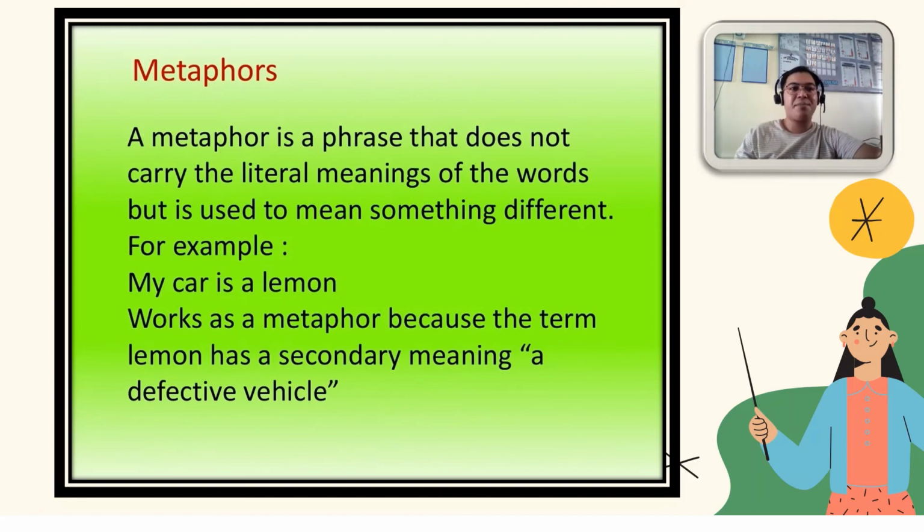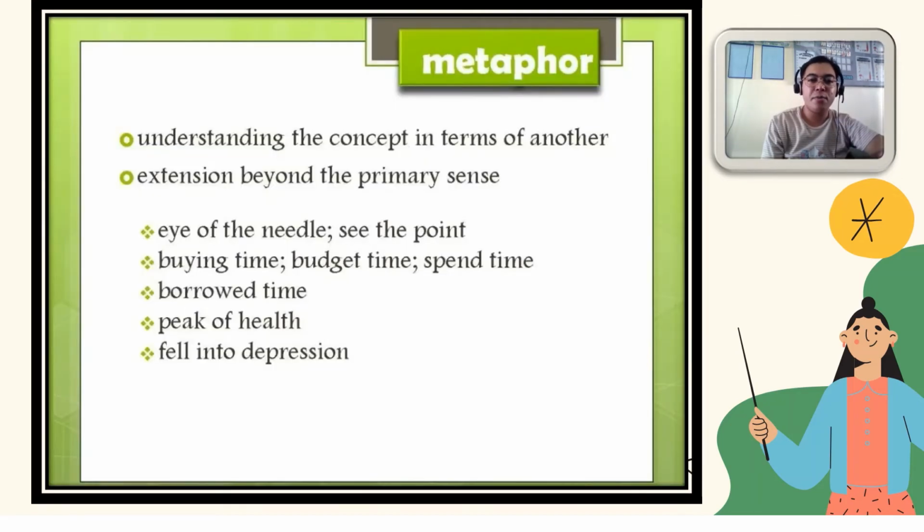Alright, so we will proceed to the continuation of metaphor. Now, we have here another set of meanings. Metaphor is understanding one concept in terms of another, an extension beyond the primary sense. It's a figure of speech in which a word or phrase literally denoting one kind of object or idea is used in place of another to suggest a likeness or analogy. So, we have here another set of examples: eye of the needle, see the point, buying time, budget time, spend time, borrowed time, peak of health, fell into depression. So again, these are considered as metaphors.